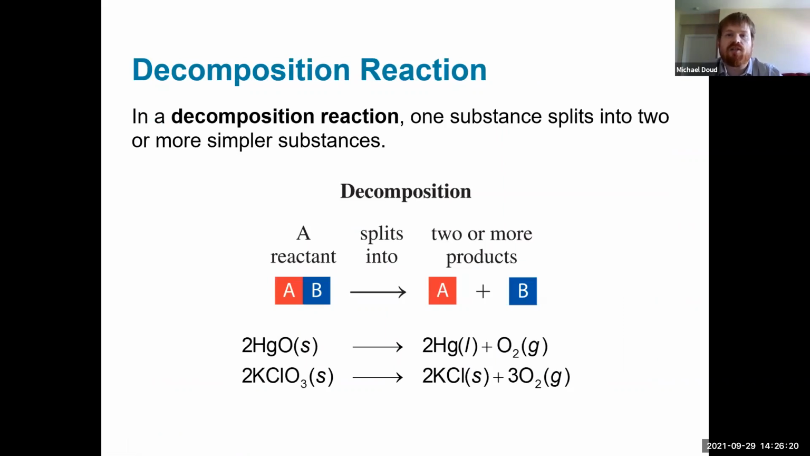A decomposition reaction is just the opposite of a combination reaction. That's where a single reactant splits into multiple products. So the generic form is AB reacts to form A plus B. For example, this happens with mercury oxide, mercury 2 oxide, to form liquid mercury and gaseous oxygen. So this is decomposing from a compound into the constituent elements. KClO3 is another example of this. If you heat potassium chlorate, you produce potassium chloride and oxygen. So the compound splits into 2 different substances.